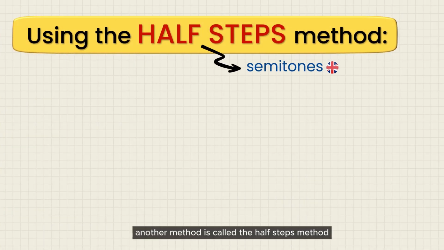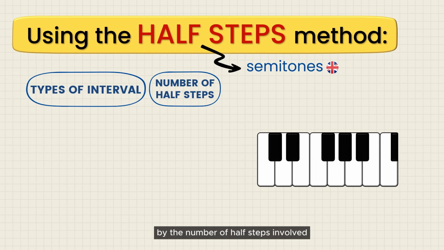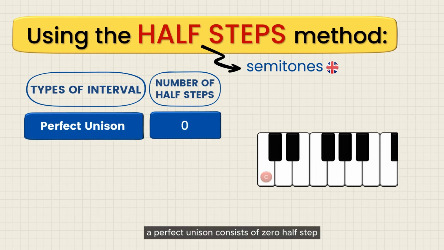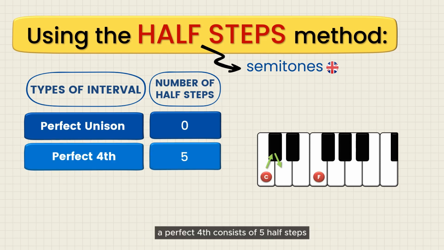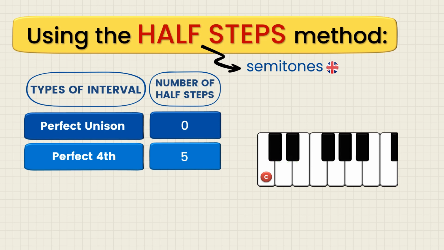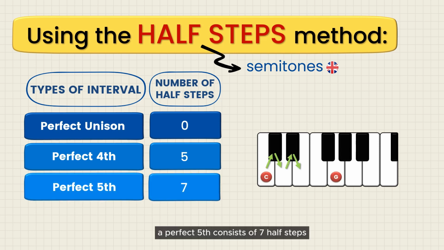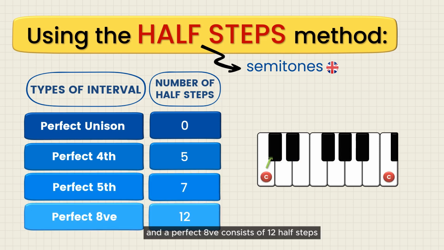Another method is called the half steps method, which identifies interval quality by the number of half steps involved. For example, a perfect unison consists of 0 half steps. A perfect fourth consists of 5 half steps. A perfect fifth consists of 7 half steps. And a perfect octave consists of 12 half steps.